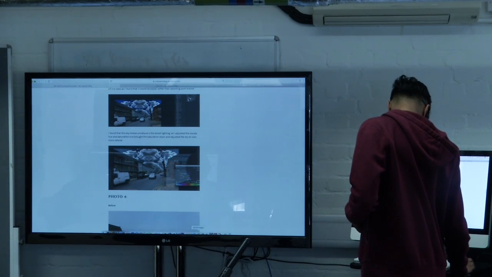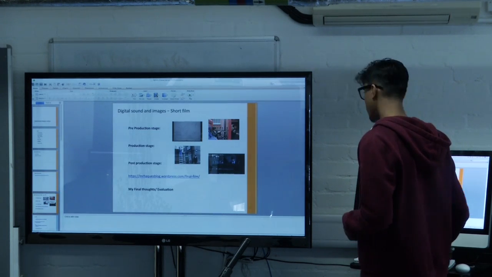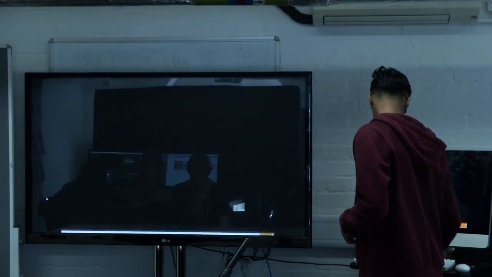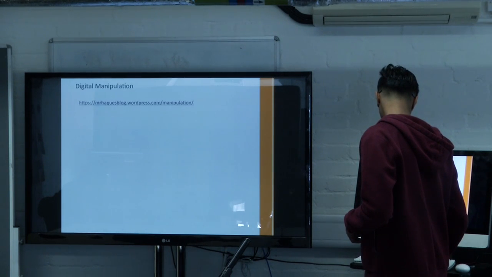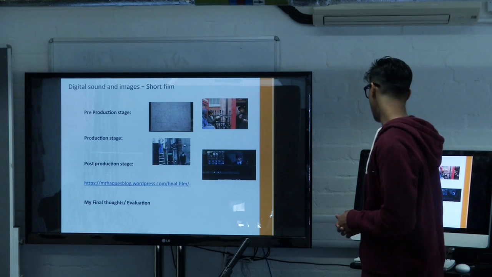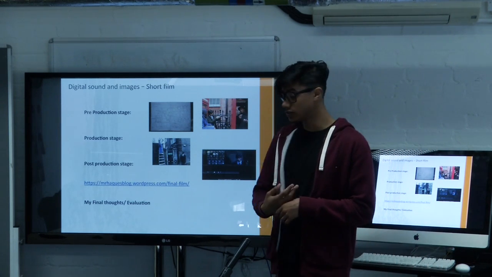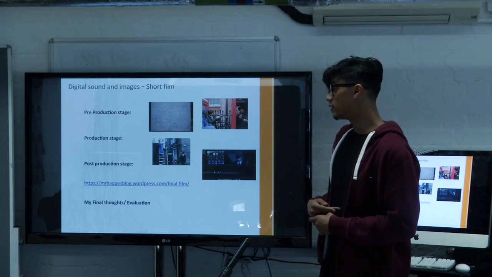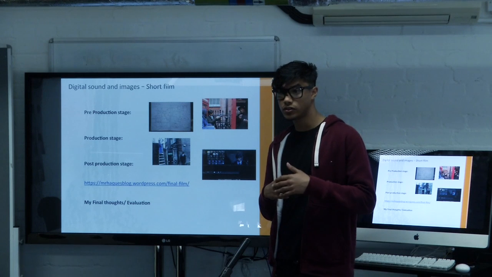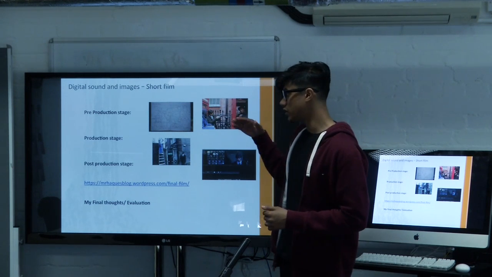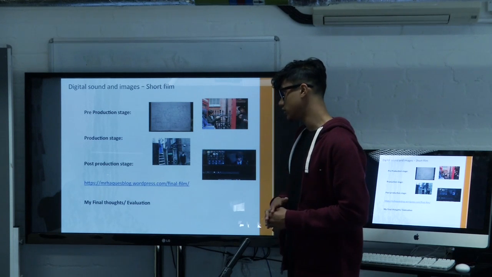And moving on. Second, we have our digital sound and image, basically the short film. The title of this film was The Card, and this had certain stages. I learned how a person makes a film. There are certain stages that you have to go through, such as the pre-production, production, and post-production stages.